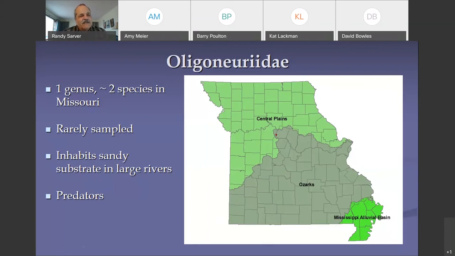But these Oligoneuriidae, we have the one genus and two species probably in Missouri. They're rarely sampled, like I said, because they inhabit large sandy rivers and they're just hard to sample. And there's some indication here that these guys, at least part of the time, might be predators. This is kind of an exception for mayflies, because most mayflies are scrapers on algae, or detrital feeders where they're just collecting detritus and eating it. So it's an exception for mayflies to be predators.